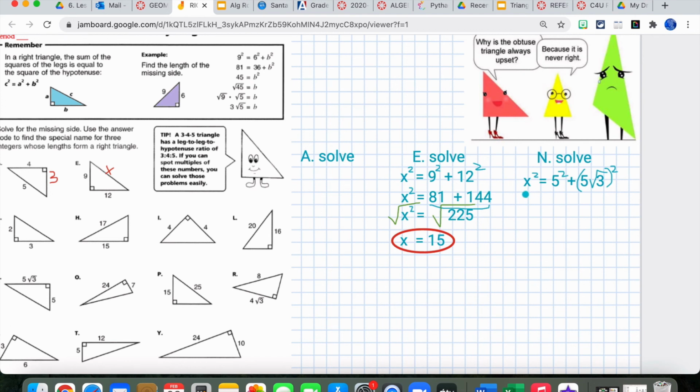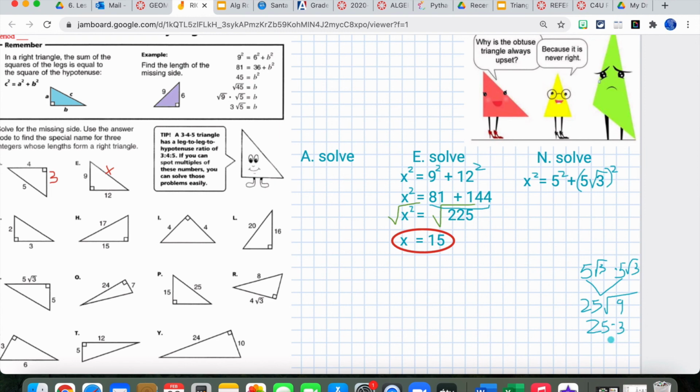Now let's go ahead and simplify. x squared, I'm going to bring that down. 5 squared is 5 times 5, I get 25. And then this whole term in here raised to the second power means that I multiply it by itself: 5 square root of 3 times 5 square root of 3. You multiply the numbers, 5 times 5, which gives me 25. The square root of 3 times the square root of 3 gives the square root of 9, and since 9 is a perfect square, its square root is 3. I'm going to multiply 25 times 3.